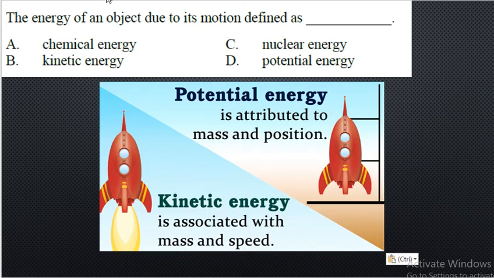So we can generalize. Potential energy is attributed to mass and position. Position matters; the mass is always constant. For constant mass, kinetic energy is associated with mass and speed. So the energy of an object due to its motion is defined as kinetic energy.